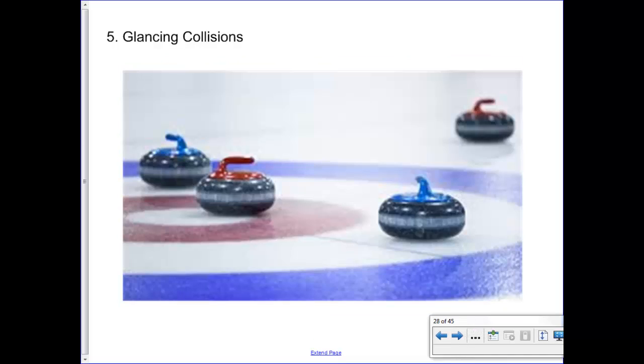Okay. And the last type of example, I use a curling shot for this one. It's called a glancing collision. This is where one object is stationary and then the other object hits it and bounces off to the side. Imagine you have a curling stone here. This one comes in and hits this one and goes that way. The curling stone will probably go that way.